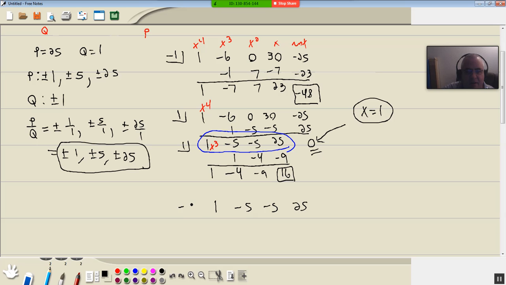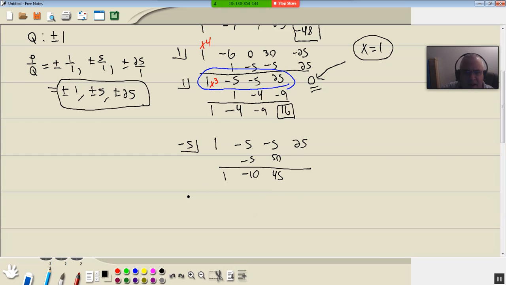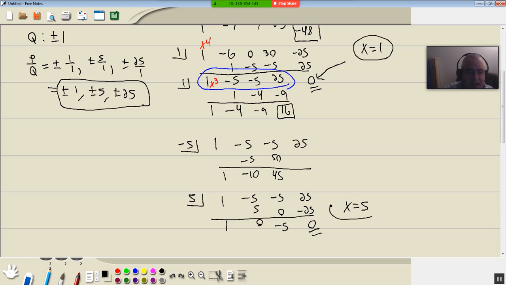Let's plug in negative 5. So add, multiply, add, multiply, add. That's not going to work. Okay, let's plug in 5. Okay, add, multiply, add, multiply, add, multiply, add. We get another 0 remainder. That means we found our second answer. So our second answer is the number in the box here, x equals 5.